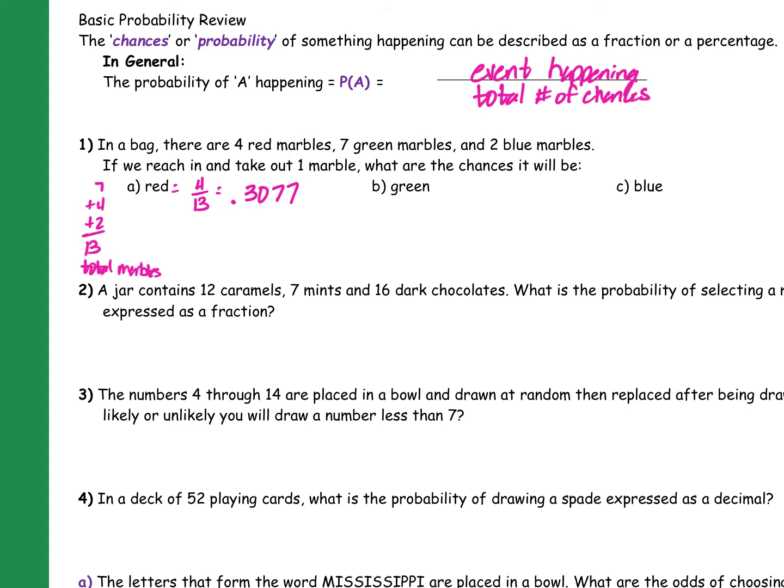3077. Okay? So that's as a decimal. And then as a percent, does anyone know how to change a decimal to a percent? Yeah, how do I change a decimal to a percent? Would it be? I forgot.